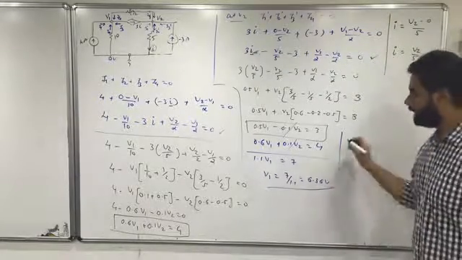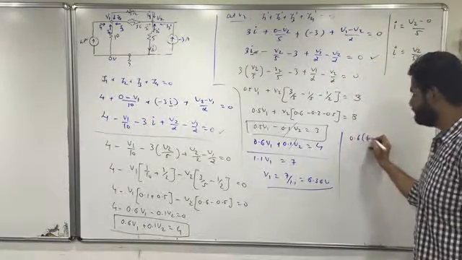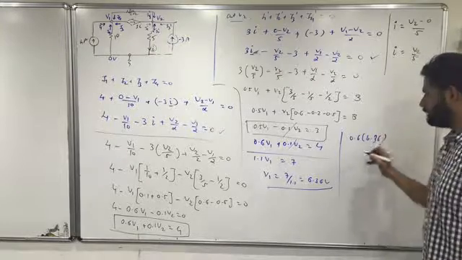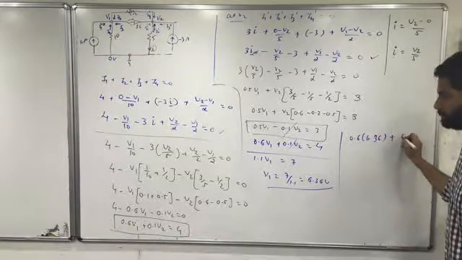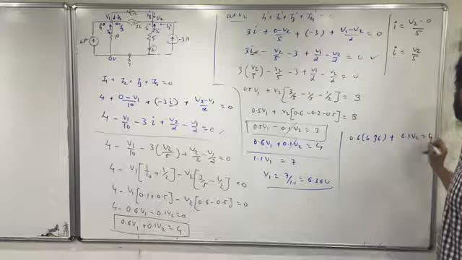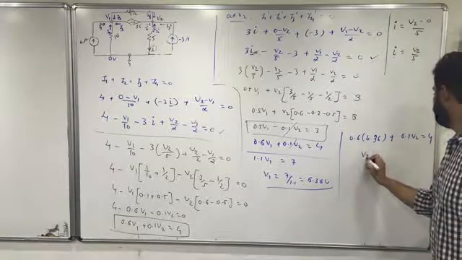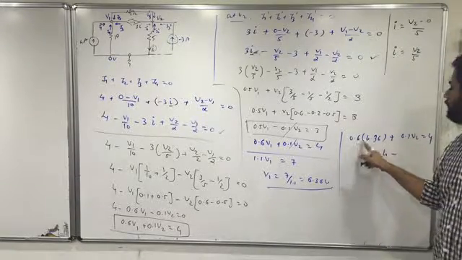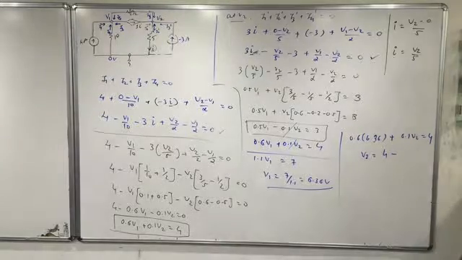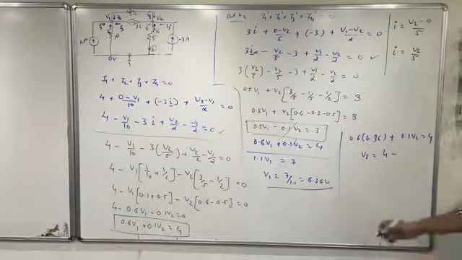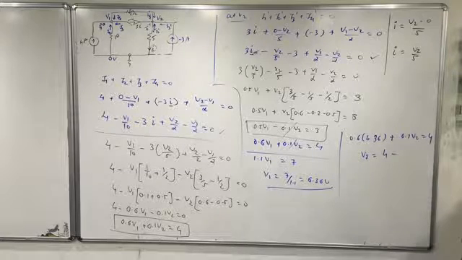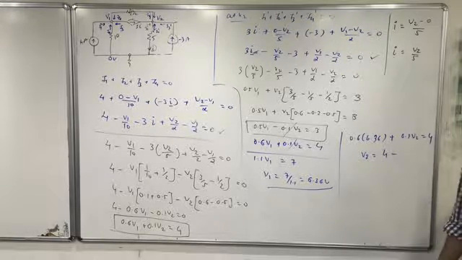And we'll put this value into the other equation. So I'll be having 0.6 multiplied by 6.36 plus 0.1 V2, it is equal to 4. So V2 is equal to 4 minus, what is 0.6 into 6.36? It cannot be 38. It should be 3.8.